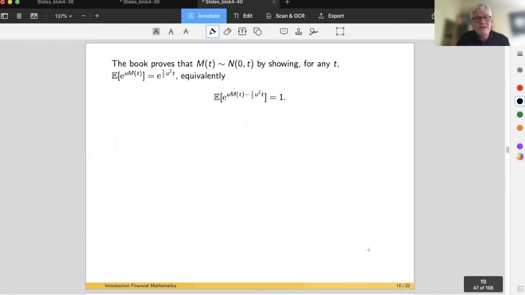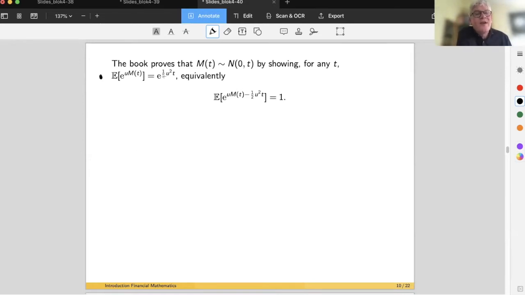Now, the book is short about this proof. The book only proves that M_t is normally distributed with mean 0 and variance t. And it does that by showing that for any u, the expected value of e to the power u M_t is e to the power 1/2 u squared t.